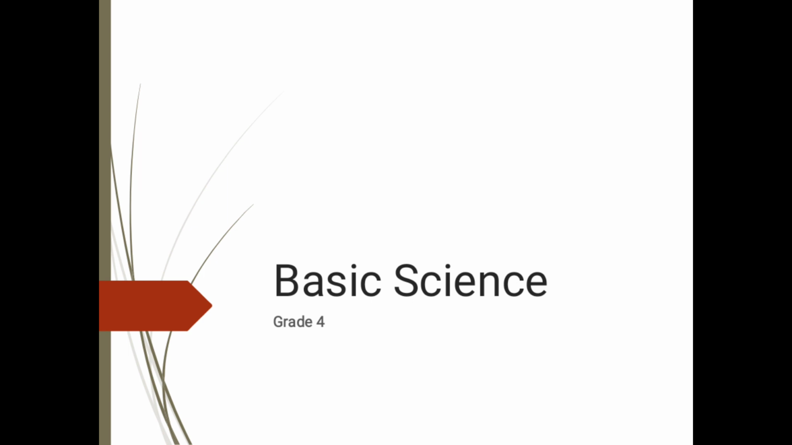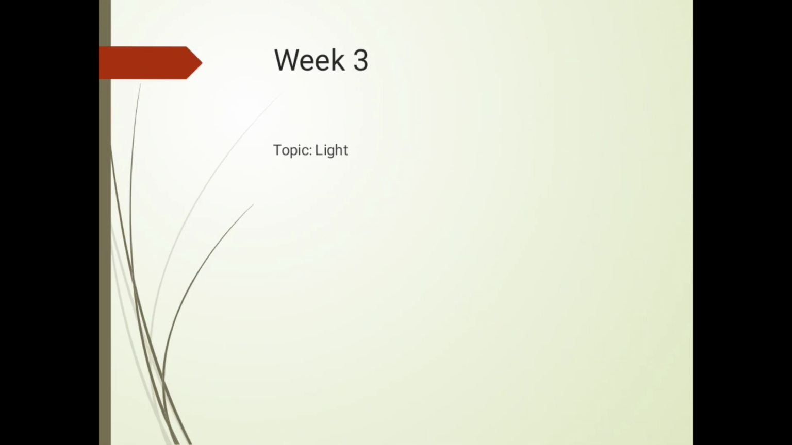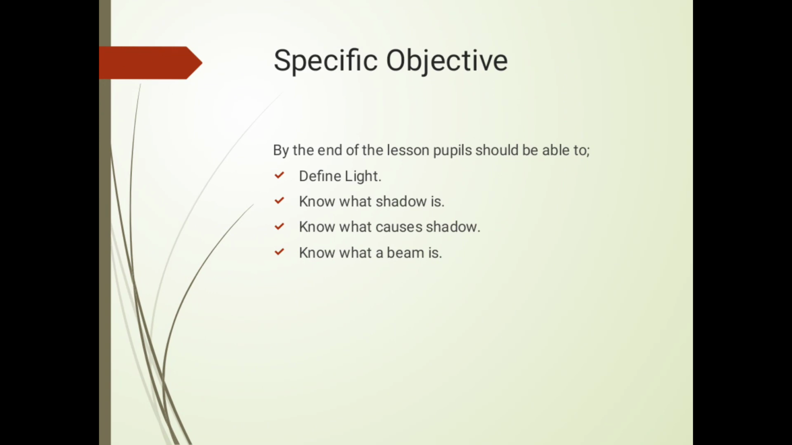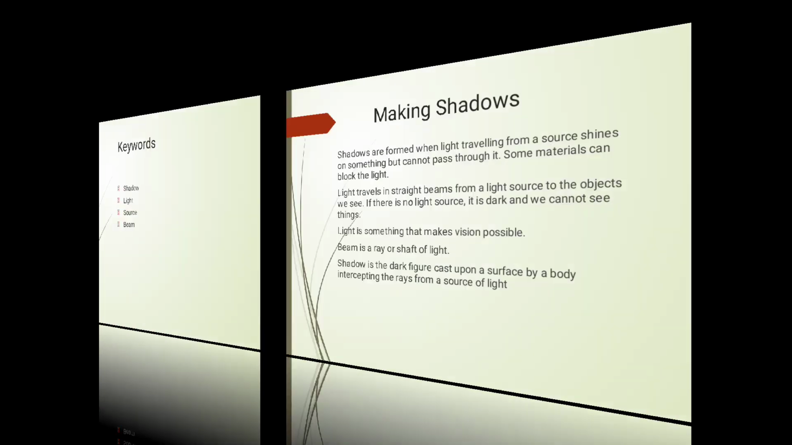Alright, today we're going to be doing basic science. This is our third week, and our topic is going to be light. Our specific objective at the end of this lesson is to be able to define light, know what shadow is, know what causes shadow, and know what beam is. Then our keywords are shadow, light, source, and beam.